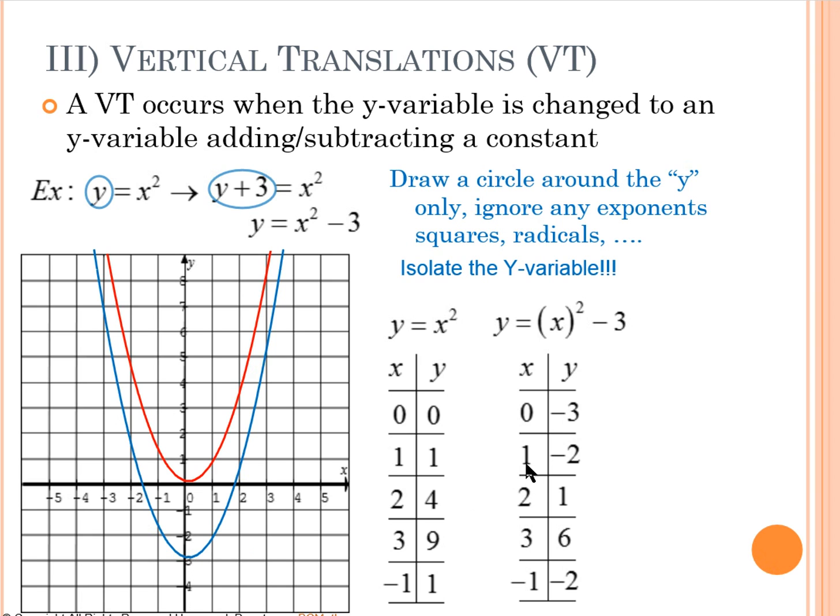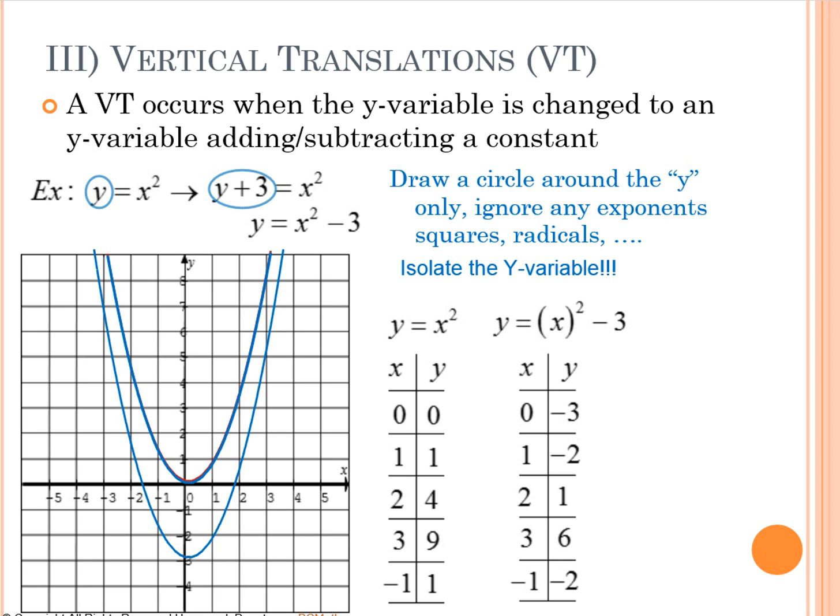If I have the point 1 comma minus 2, this ordered pair, that's this point right here. This is the point 1 comma minus 2. So what do you see? When I look at the red parabola and the blue parabola, I can see that the red parabola actually moved 3 units down.